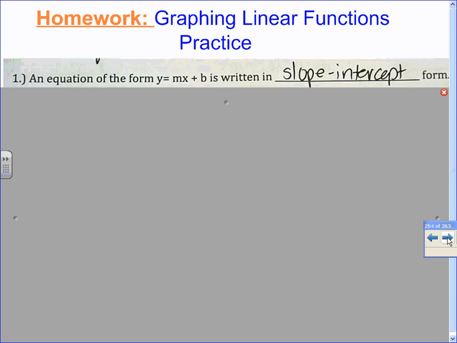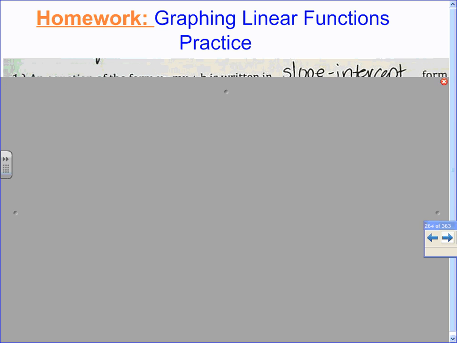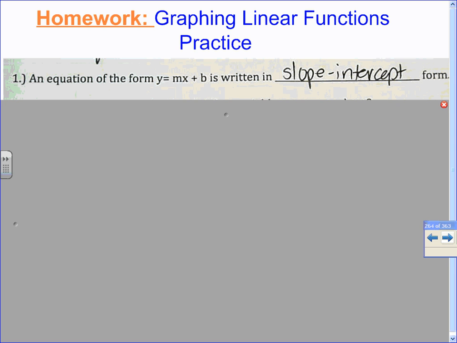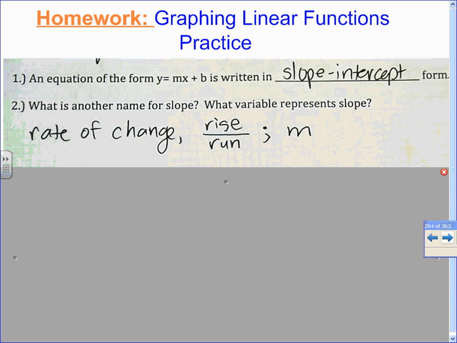All right, Matt, we'll start with you with number 1. Good. Slope-intercept form. Emma H., number 2. Okay, but you didn't answer the question of what is another name for slope? You forgot. Look in your notes. Mary? Good. Rate of change. How else can we represent slope, Justin? Good. Rise over run. So anything like that. So a little more than just M. Just putting M just answers the second question.